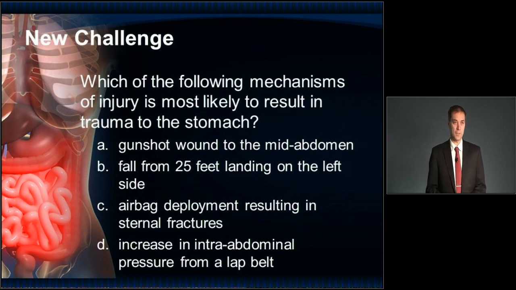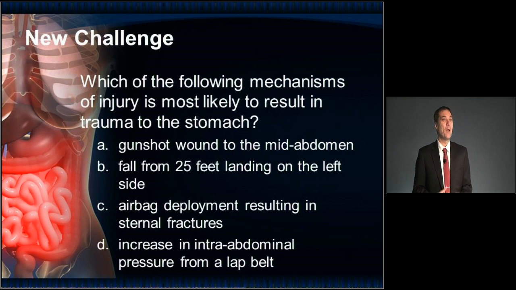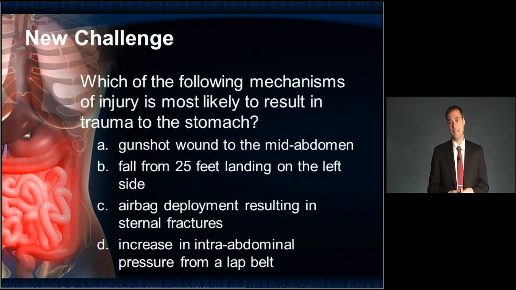All right, here's a new challenge for you. Can you get this one right? Which of the following mechanisms of injury is most likely to result in trauma to the stomach? A, gunshot wound to the mid-abdomen. B, fall from 25 feet landing on the left side.